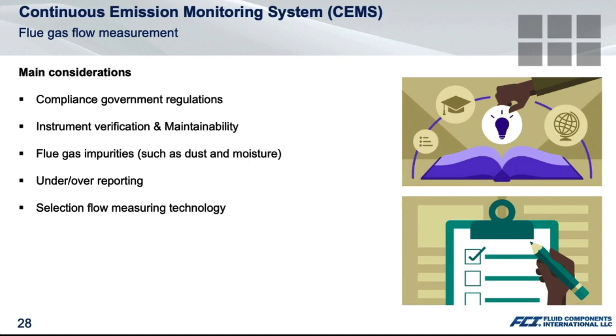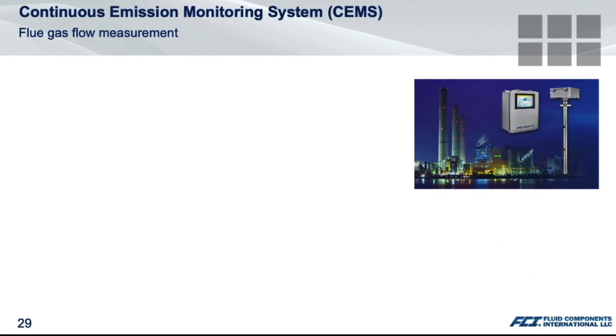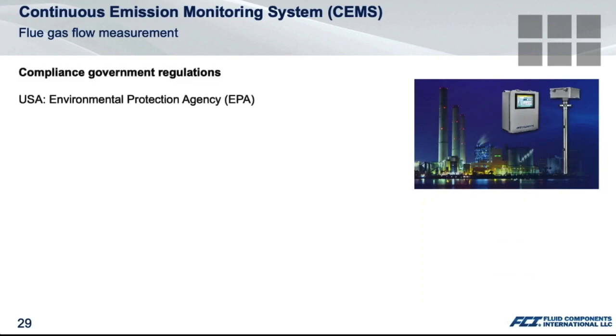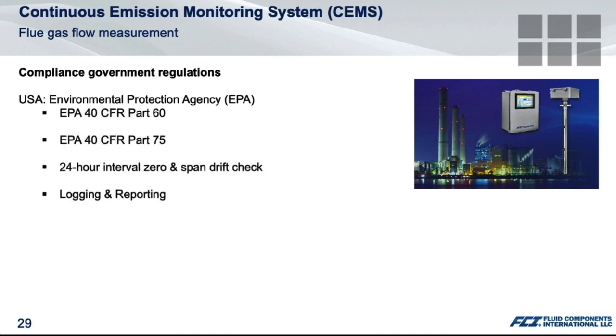And lastly, we would like to give some additional guidance in selecting the flow measurement technology based on the 4 categories above. As mentioned, one of the key components to select a flue gas flow measurement is to comply with your local government regulations. For example, in the USA, the Environmental Protection Agency, EPA, has provided guidelines shown here, Part 60, Part 75 and the EPA 40.